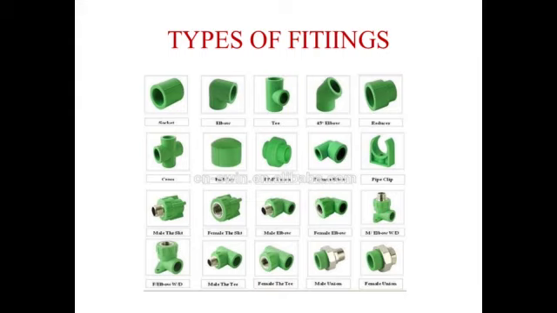Next, types of fittings. These are some of the types of fittings used in plumbing. First one is socket, elbow, T, 45 elbow, reducer, cross section, end cap, reducing end cap, pipe clip, male thread kit, female kit, male elbow, female elbow. Next, elbow, male T, female T, union, female union.